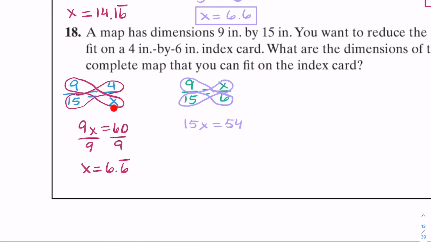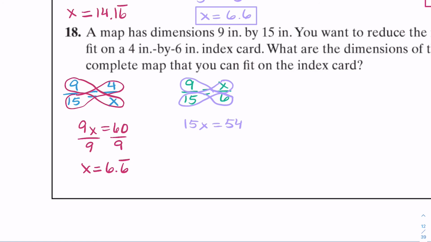6.6 is too large, so it won't fit on this index card. 9 will be shrunk to 4, but 15 will be shrunk to 6 2/3, and that doesn't work. It will fall off that index card. Take a look at this next one.